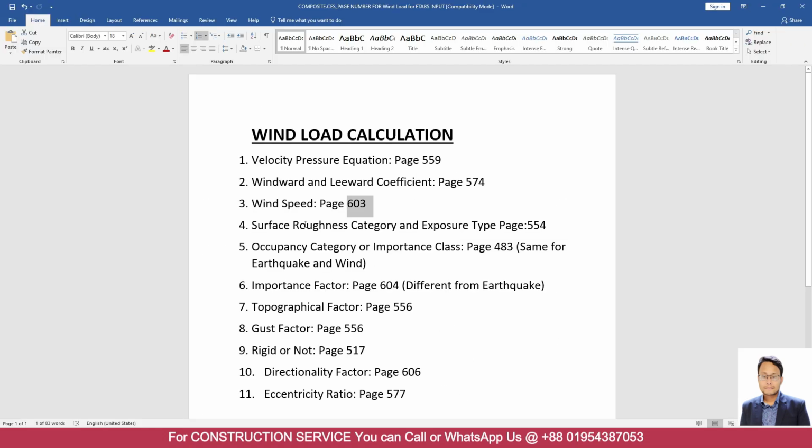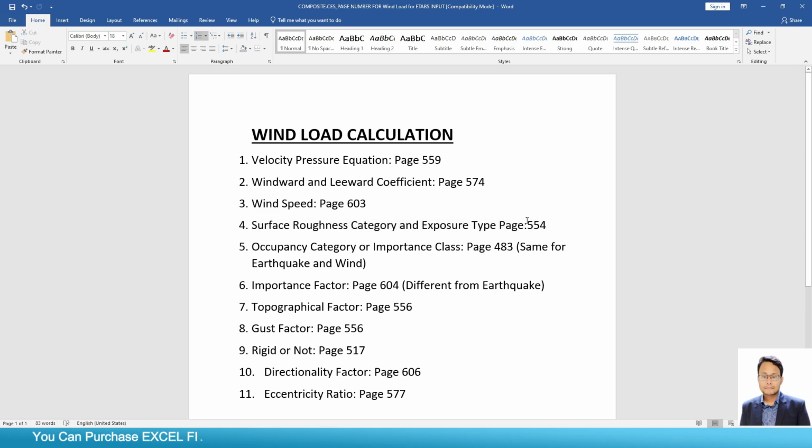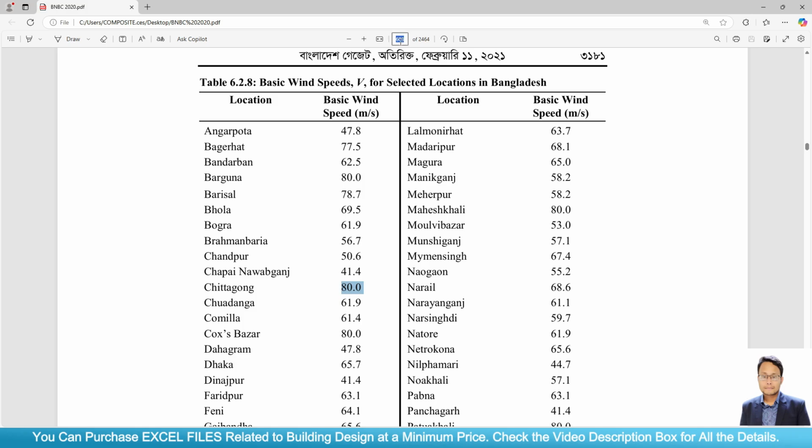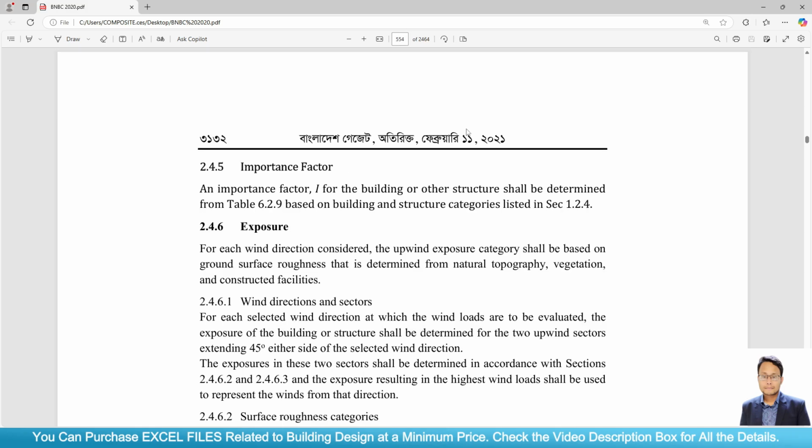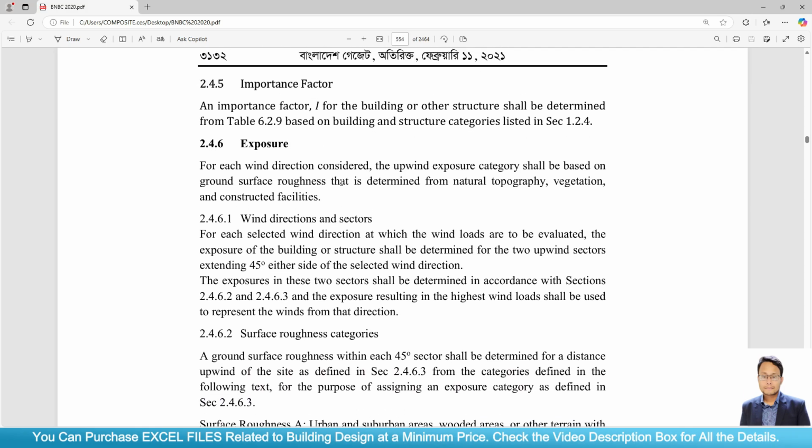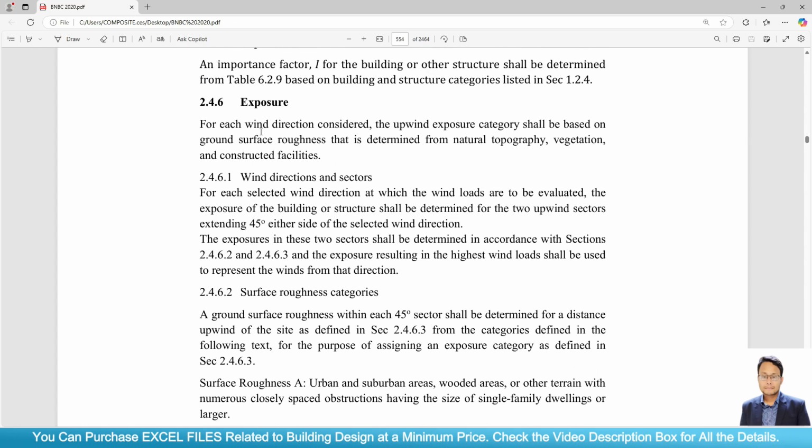Again go to surface roughness category. We need to determine the surface roughness category. Then we have to determine the occupancy category, right? So at first go to 554. Here surface roughness category is directly connected with the exposure type of the structure.